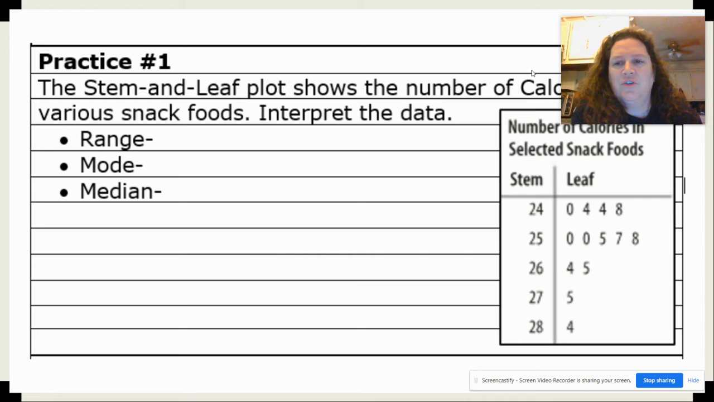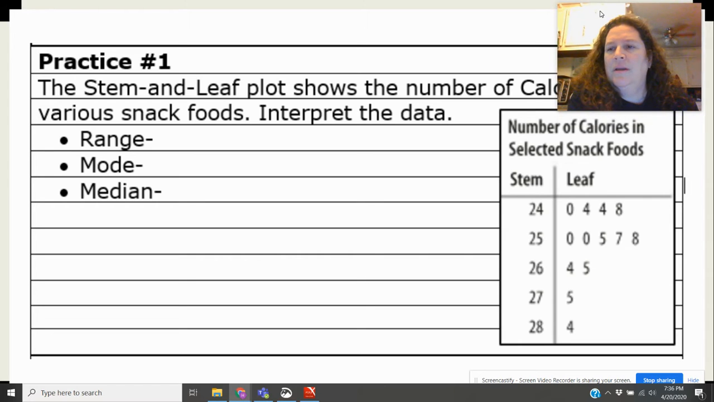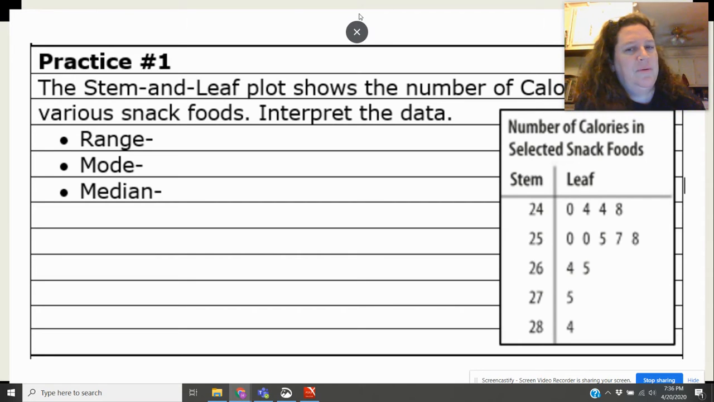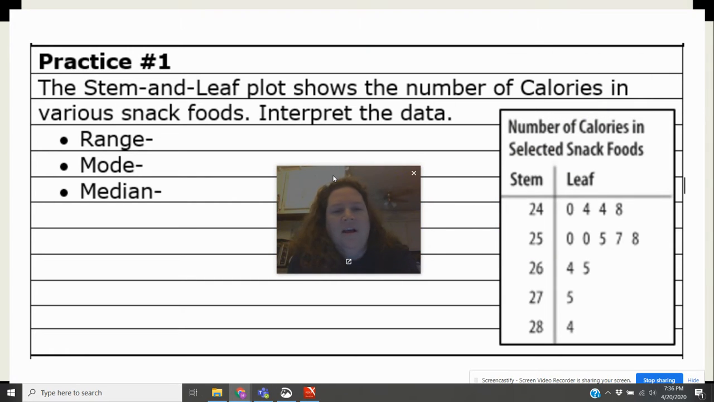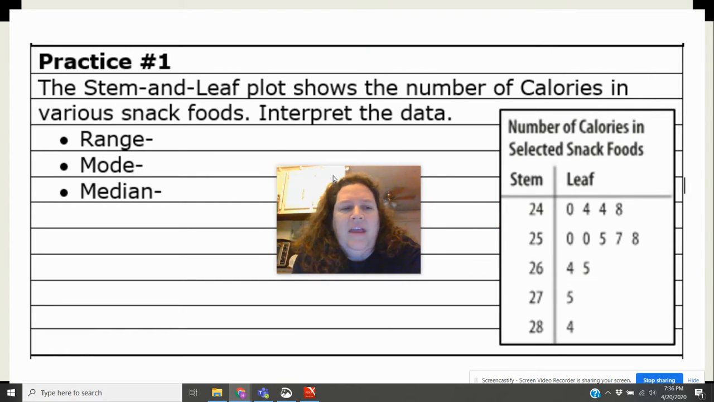So let's look at the first one. Gotta move myself again. I've been moving all over the page. I'm gonna get dizzy. Gotta be able to read it. A stem and leaf plot shows the number of calories in various snack foods. Interpret the data. We've got range, mode, and median.